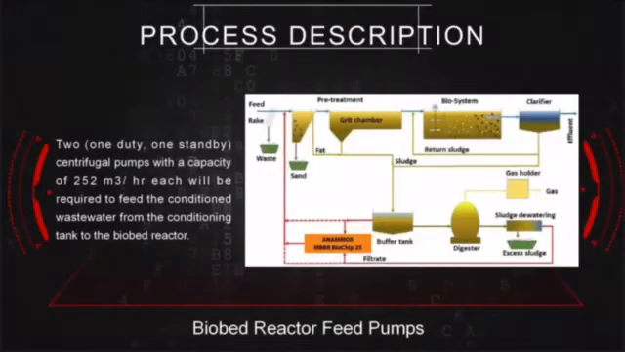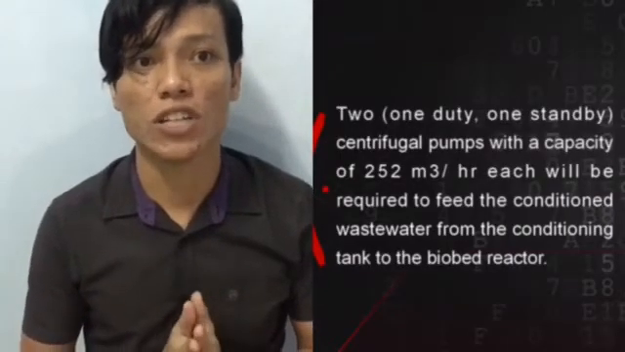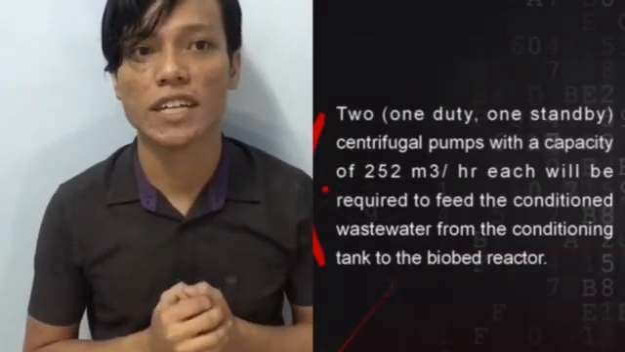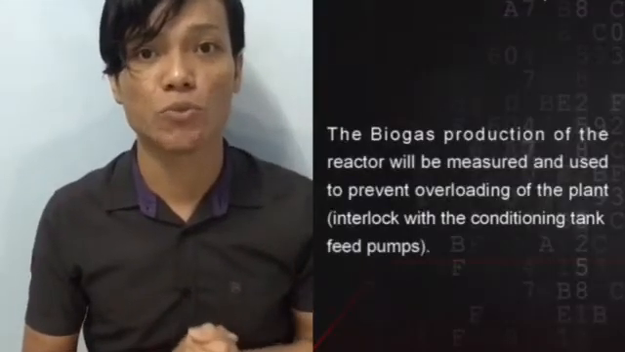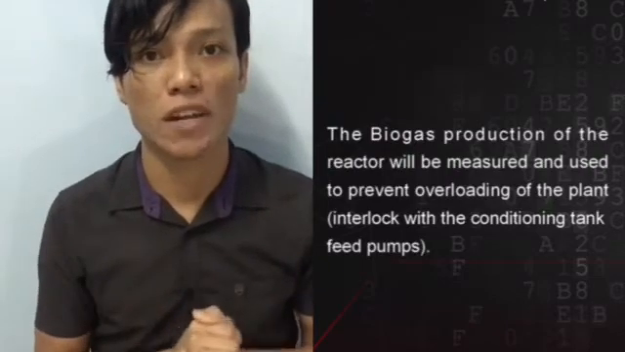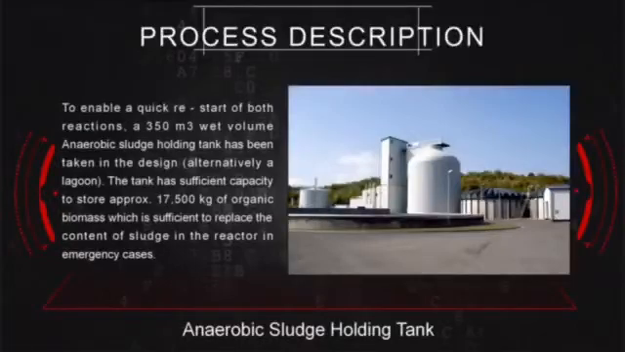Then the process description for the biobed reactor pump. Two centrifugal pumps with a capacity of 252 cubic meters per hour each will be required to feed the conditioned wastewater from the conditioning tank to the biobed reactor. Next process is biogas handling. The biogas production will be measured and used to prevent overloading of the plant, and it could interlock with the conditioning tank feed pump.